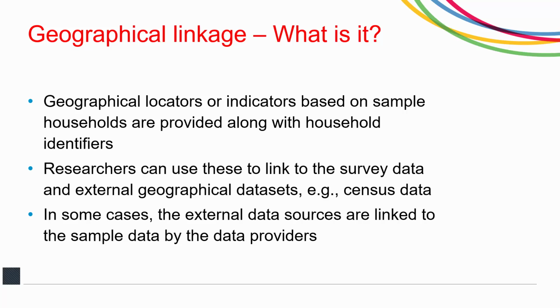Geographical linkage uses geographical locators or indicators, which are based on the sample household and provided along with the household identifier. Researchers can use these identifiers to link survey data to, for example, external geographical datasets, for example census data. In some cases, the external data sources are linked to the sample data by the data providers.